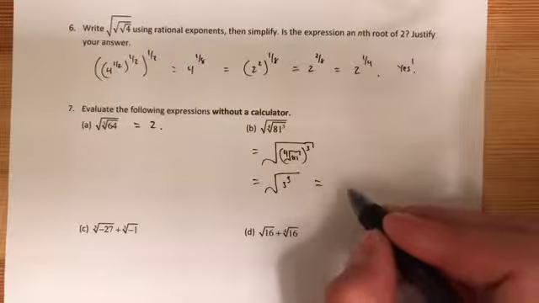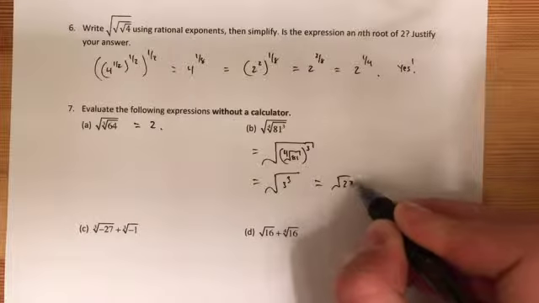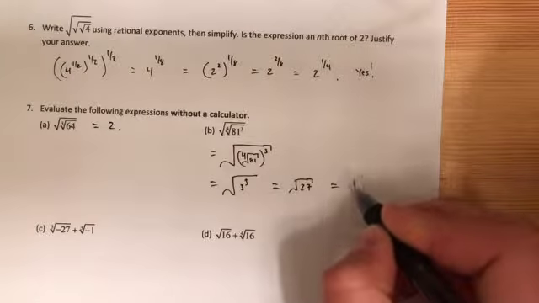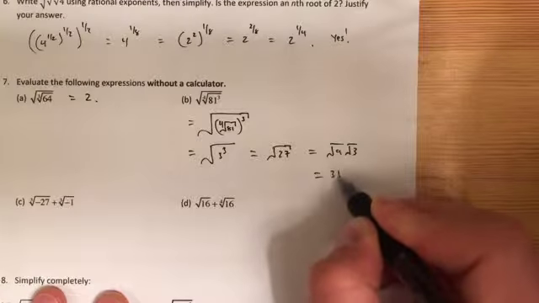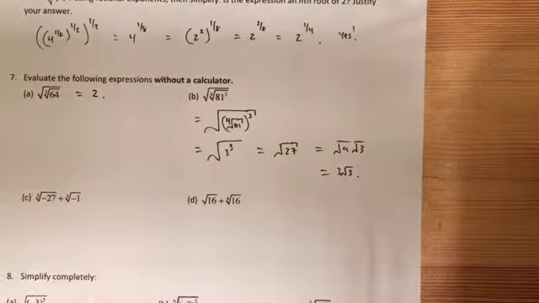3 cubed is 27, so that's the square root of 27. That is the square root of 9 times the square root of 3, which is 3 root 3, and that's as simple as I can go.